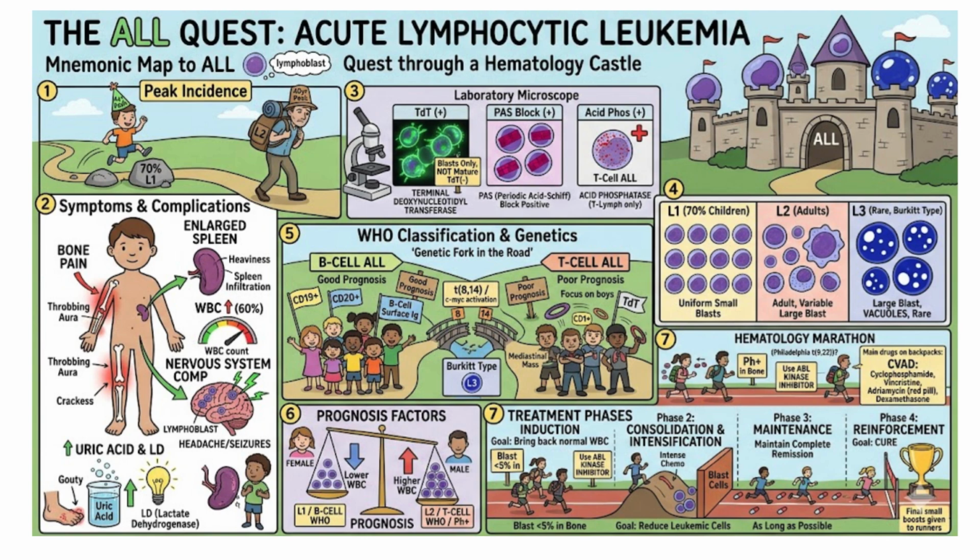Following induction, the consolidation and intensification phase uses more intense chemotherapy to further reduce the leukemic cell burden. The journey continues through the maintenance phase to keep the patient in complete remission for as long as possible, eventually concluding with the reinforcement phase, which represents the ultimate goal of achieving a total cure.